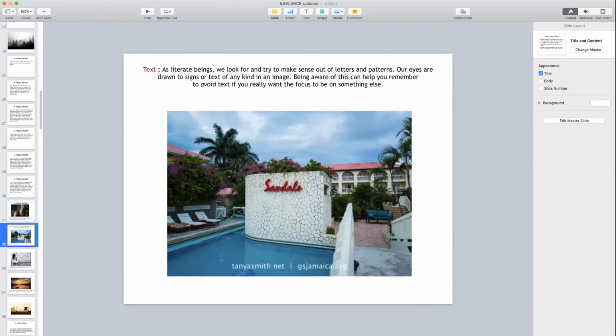Another element is text. कभी भी photograph के अंदर अगर text होगा, you will be able to pay more attention to it. पूरे photograph के अंदर अगर ये sandal लिखा हुआ है यहाँ पर, अगर ये ना लिखा हो, then the whole focus is going to the sandals here. नीचे तो कुछ वैसे ही लिखा हुआ कहीं जहां से इमेज आया है ये. So as literate beings, we look for and try to make sense out of letters and patterns. Our eyes are drawn to signs or text of any kind in an image. Being aware of this can help you remember to avoid text in your image if you really want the focus to be something else.